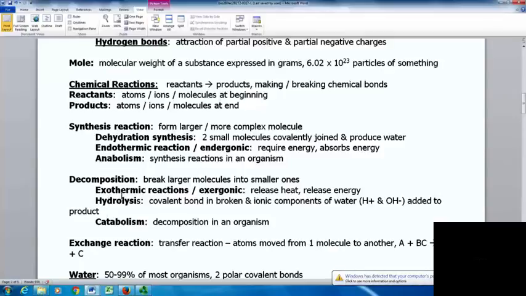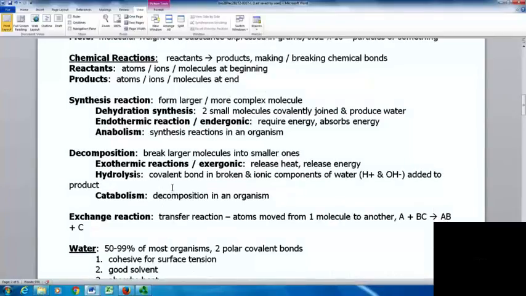Decomposition is going to break larger molecules into smaller ones. A reaction that is considered exothermic or exergonic is going to release heat or energy. One example is a hydrolysis reaction. Here the covalent bond is broken and the ionic components of water are added to the product. So the hydrogen ion and the hydroxide ion are added to the product. Water is put in to break the molecule apart. Catabolism is going to be just decomposition in an organism.